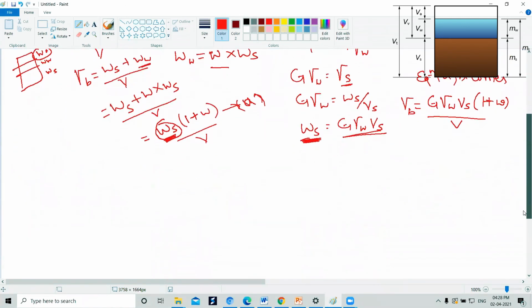Are you getting it? Okay. Now substitute this one. Go for the substitution. Now VS is equal to 1. Do you agree with me? VS, the volume of solids, is equal to 1, as you have assumed. Please remember. Now the bulk unit weight is equal to specific gravity into unit weight of water, 1 plus W, divided by V.